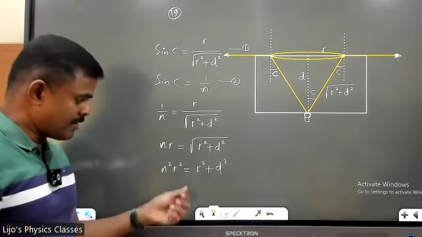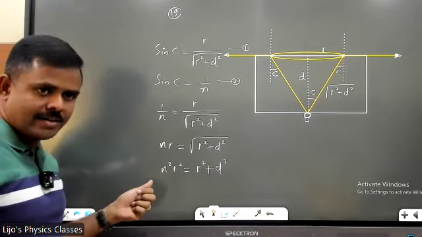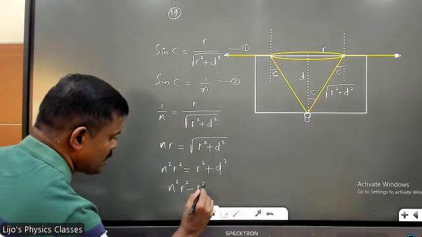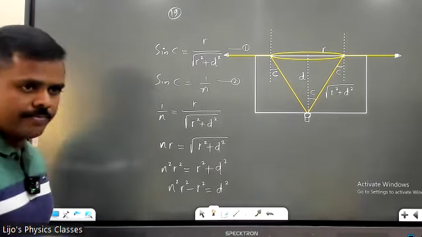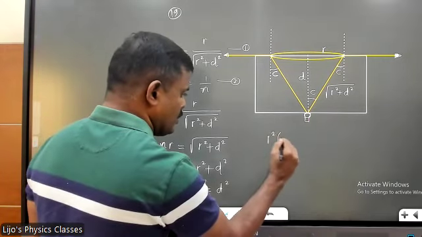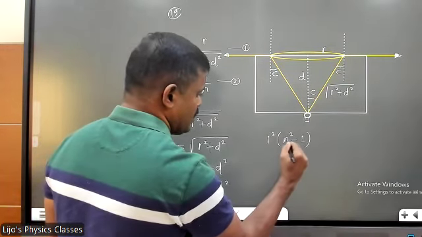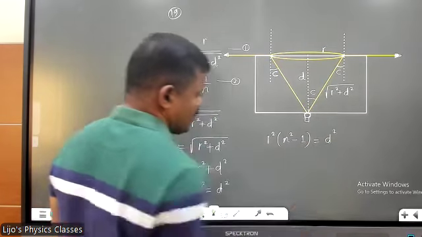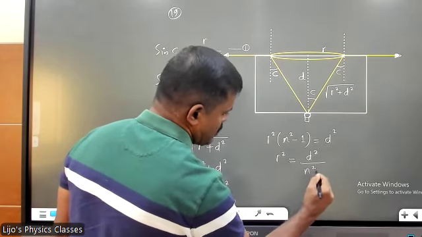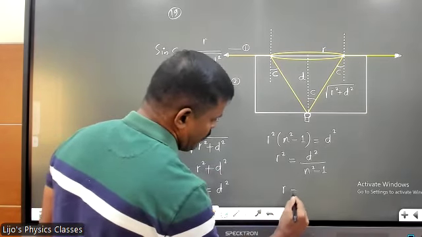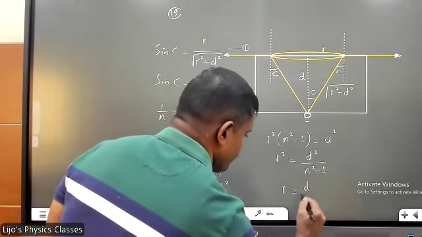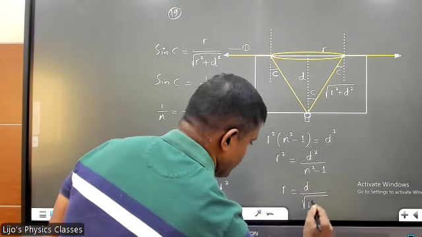A little bit of simplification will do. I'll take this to the left hand side. What do I get now? n square r square minus r square is equal to d square. And I take r square common. r square into n square minus 1 is equal to d square. What I want to find is r square, so I'll keep it there: d square divided by n square minus 1. So r will be the square root of this. Correct. Radius of the circle is d divided by root of n square minus 1.